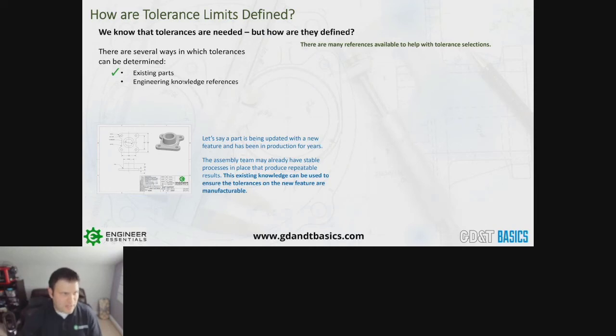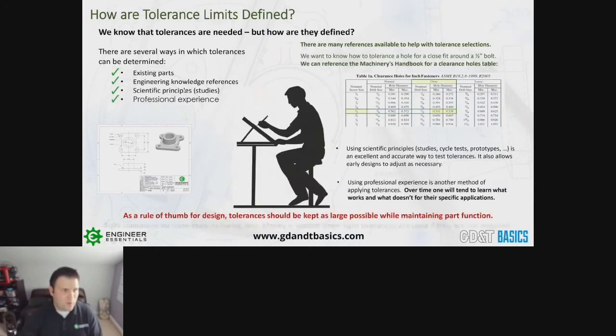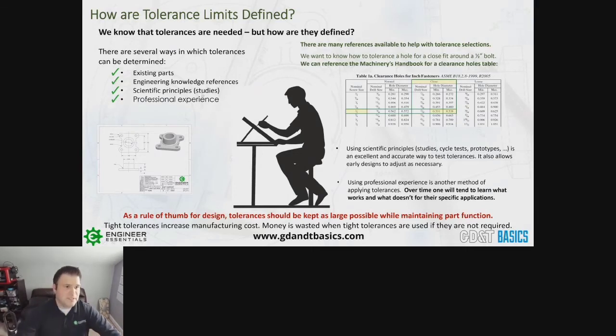There's several ways which tolerances can be determined. We have existing parts, engineering knowledge references, scientific principles, and professional experience, which is a big one. That's why for those of you looking for engineering jobs, or those experienced looking for engineering jobs, that plus 5 years experience is always on there. This plays a lot in design, unfortunately. It just happens to be the way. Professional experience is one of the best ways of understanding how much tolerance to give something.